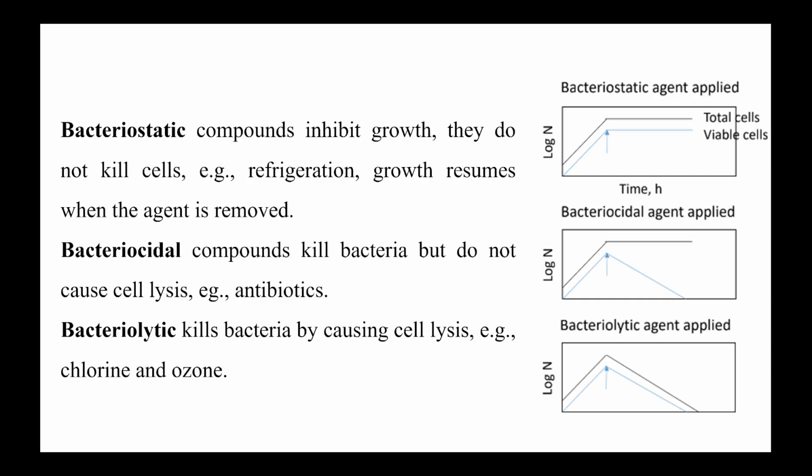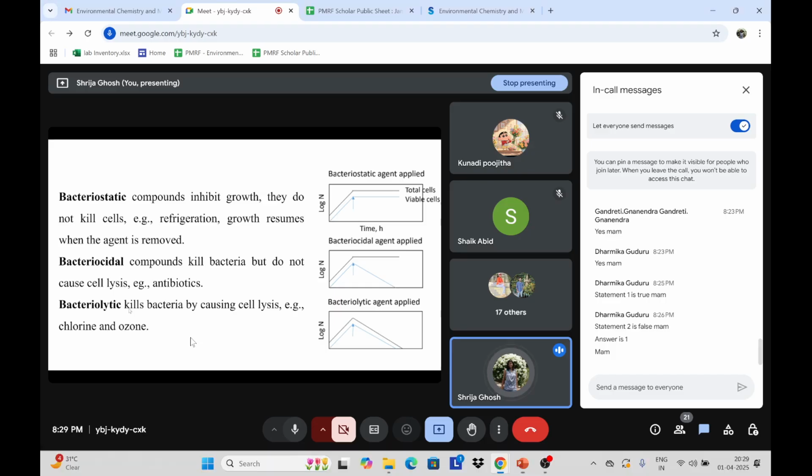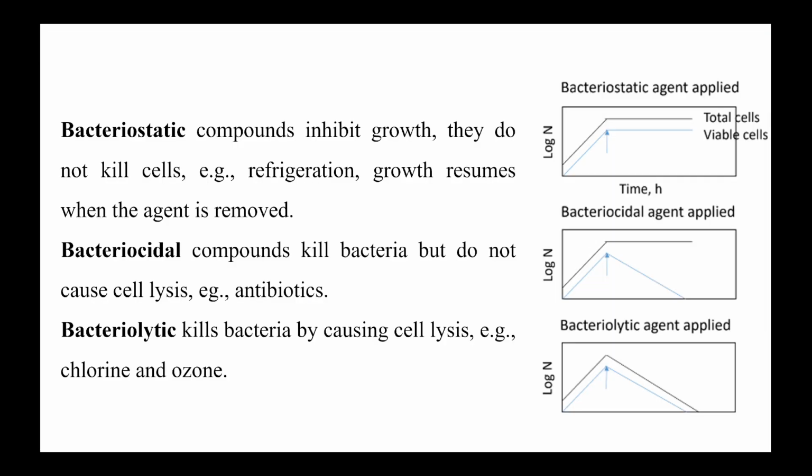They are not going to grow. So you can differentiate between the live and dead cells. So total number of cells will remain same. Viable cells will decrease. And in case of bacteriolytic, since the cells will burst and lyse in the medium, both the total number of cells and the viable cells are going to decrease. Okay, in case of bacteriolytic. That's clear? I hope that's clear to everybody. So bacteriostatic, bactericidal and bacteriolytic. There are three types of agents.